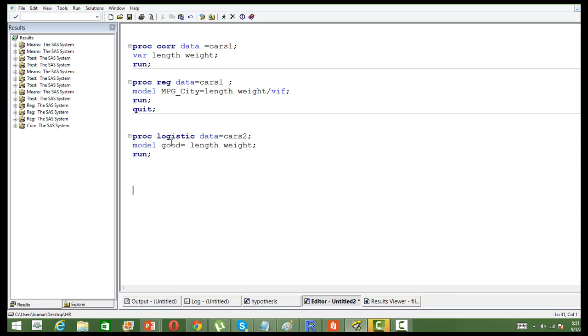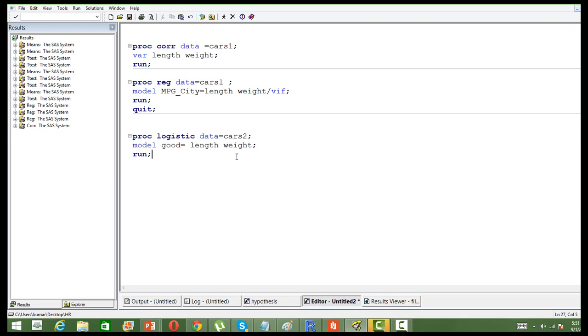When your dependent variable is not continuous, we cannot use simple regression. This regression cannot be used. Multiple regression cannot be used. You have to use some other method. So proc logistic is used when you have categorical or at least binary data. For binary data, always we go for logistic, never regression. Multiple regression. This is also regression, logistic regression, just another form of regression.